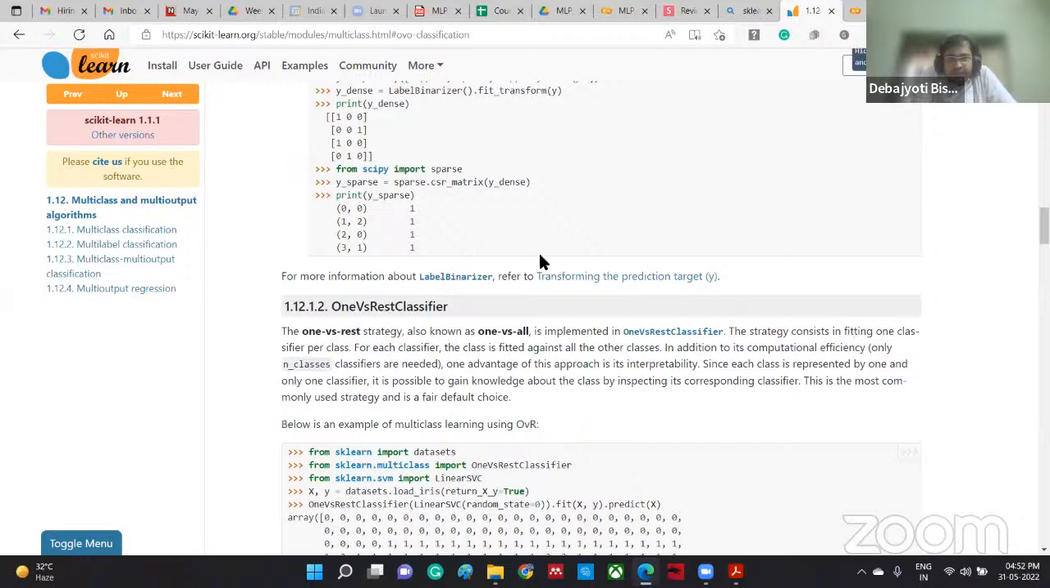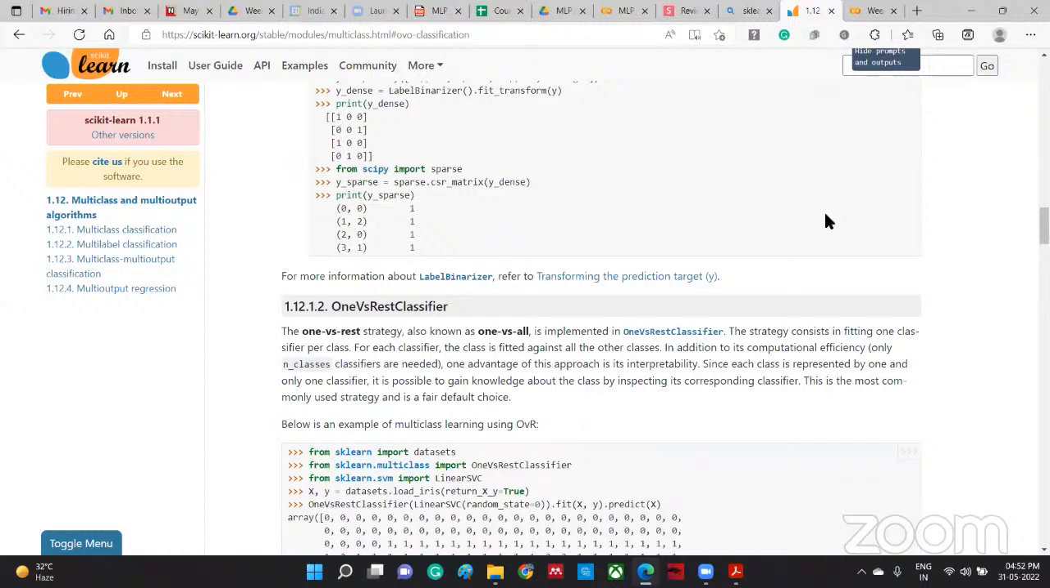Yeah, Amrita? Yeah, go on. So actually, what you're trying to say is the difference between 1 versus 1 and 1 versus rest. Yeah.